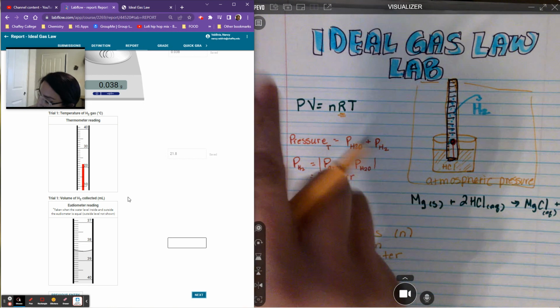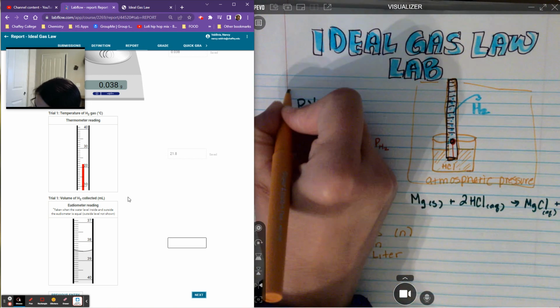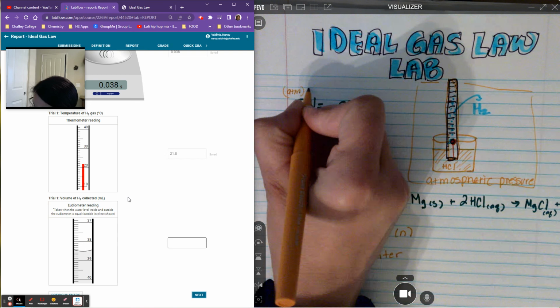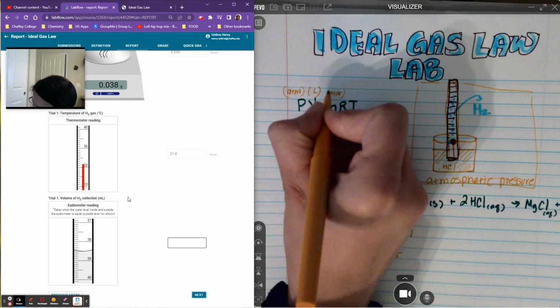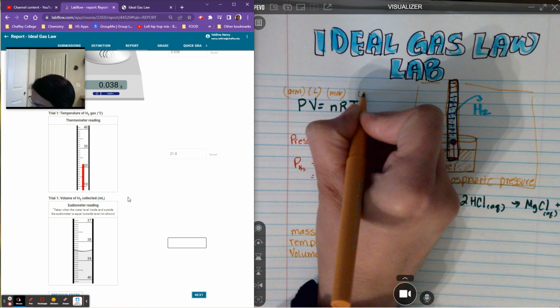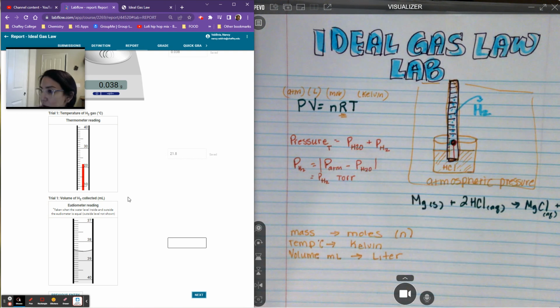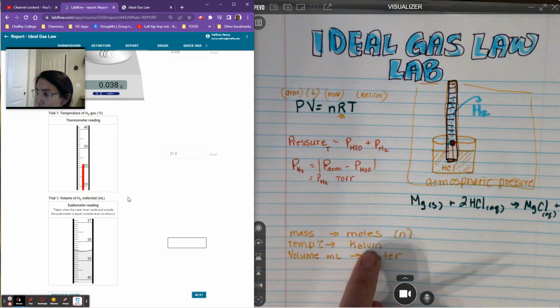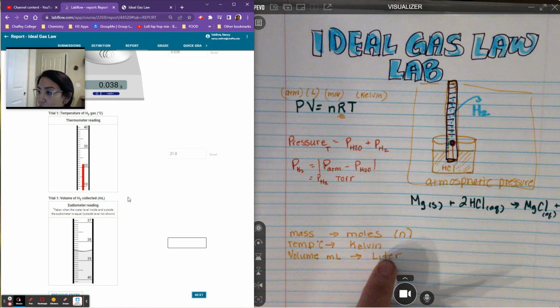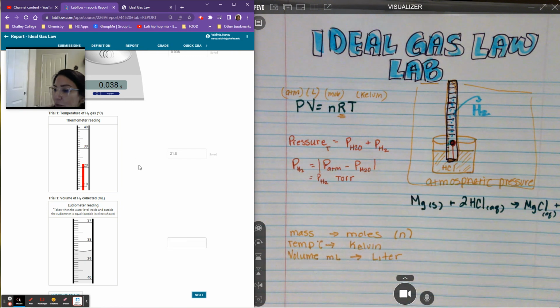Because if we look at this equation, we need atmospheres times liters. n is going to be my moles, and T is going to be in Kelvin. So far, we have our moles, we have our Kelvin, and we have our volume. The last thing we would need to obtain is our pressure value. All right, so let's see what we have here. We have a 38.5 on mine.